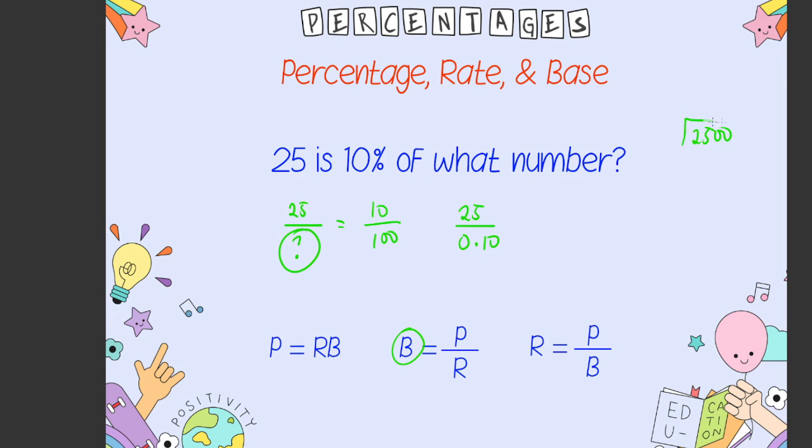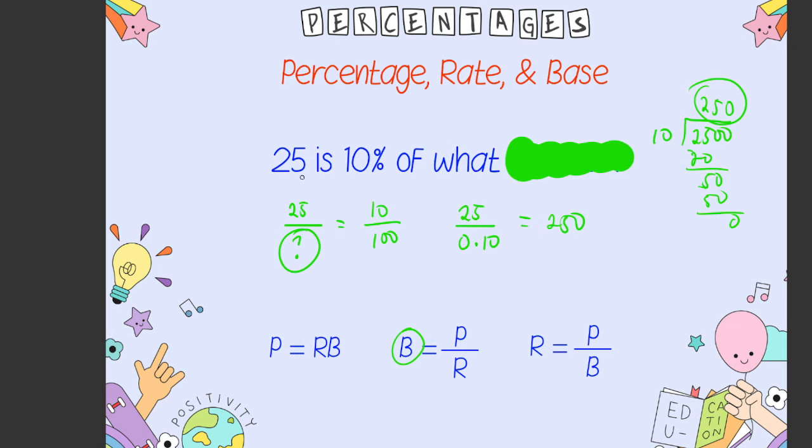2,500 divided by 10. So 25 divided by 10, 2, 25, bring down 0, 50 divided by 10, that's 5, times 10, that's 50, bring down 0, 0 divided by any number is 0, so your answer is 250. So 25 is 10% of 250. And that's it.